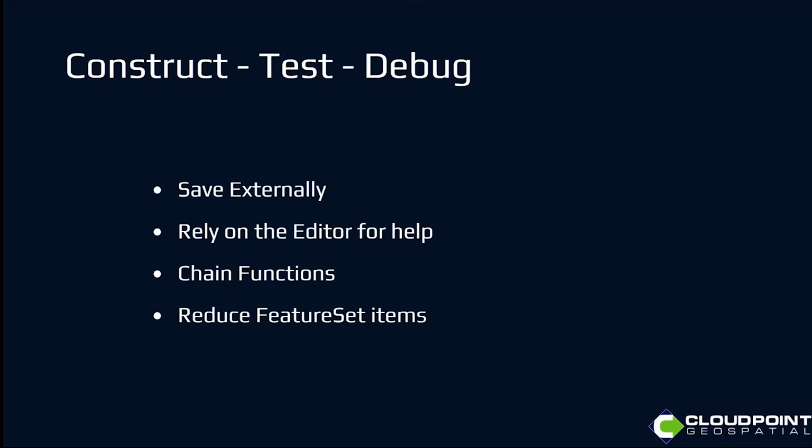Chain your functions together. We're going to cover that more in depth in part 2, but combining things together will help Arcade run more efficiently. And when you're using a feature set, which is where you're getting the entire attribute table of something, only use the fields that you need. This slide is more for part 2, but if you're going to do some testing and playing around in between, if you're coming back for part 2, keep in mind these things.